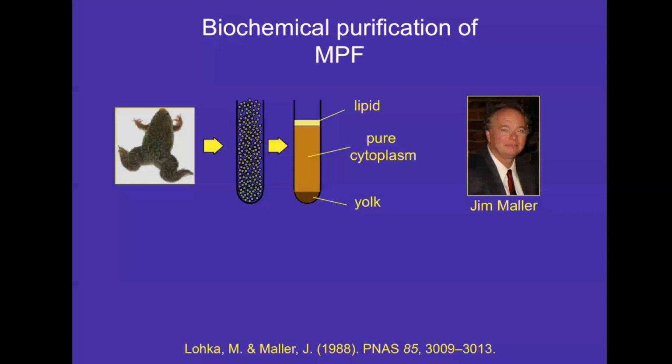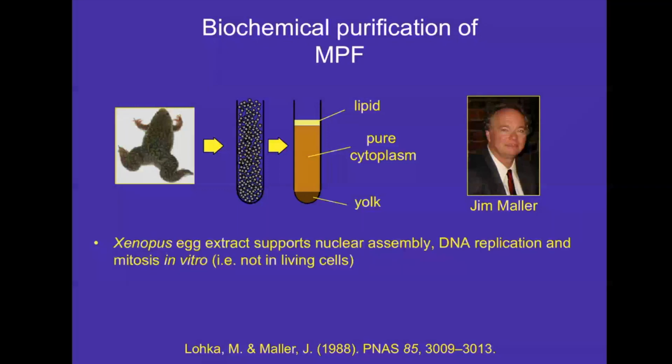And Maller realized that it should be possible, in principle, to use this material to identify the maturation promoting factor. And he was able to show that we could use this pure cytoplasm to reproduce many of the events of the cell cycle, even though the cytoplasm is not cells. This egg extract is a so-called cell-free extract. It's possible for that extract to build a nucleus. If you give it some DNA, it will build a nucleus around it. It will replicate that DNA once, but only once, and then it will go into a sort of mitosis, even though it's not a living cell.